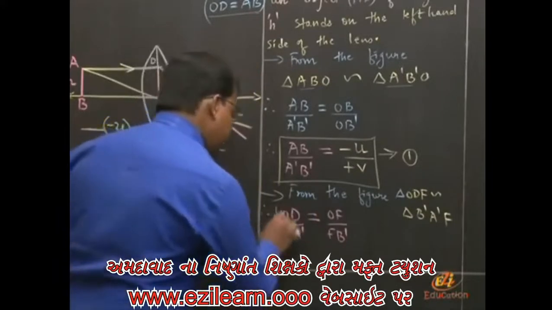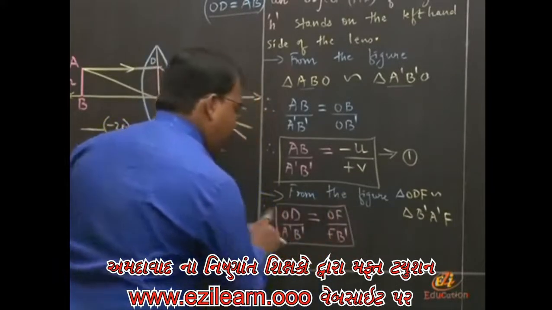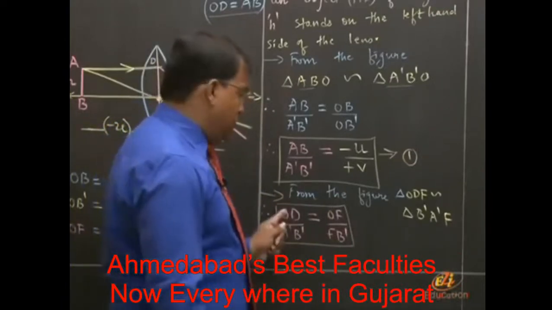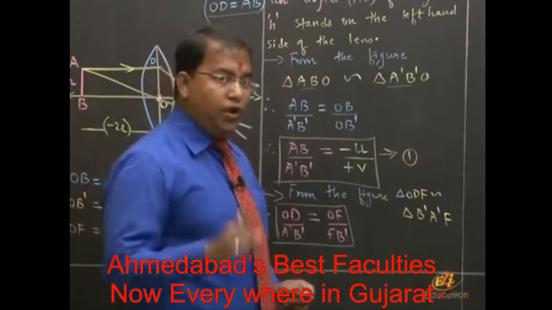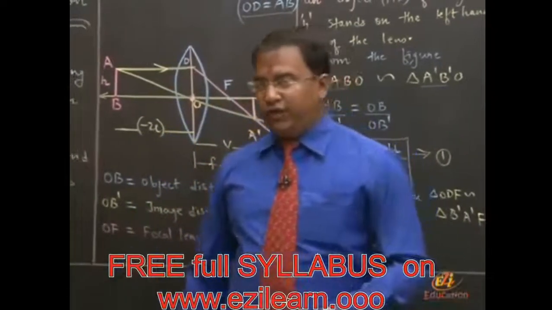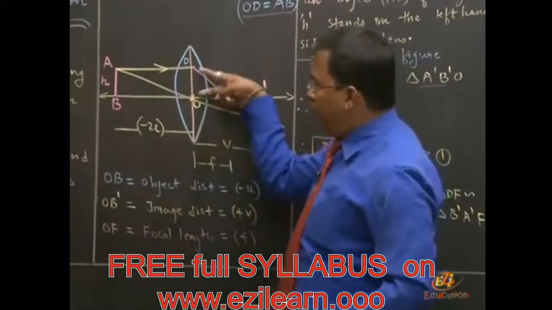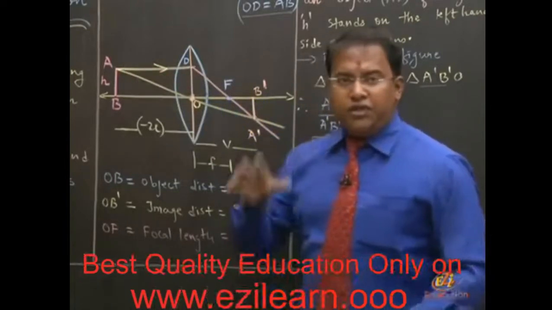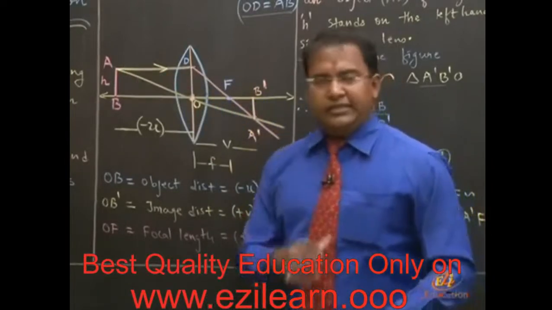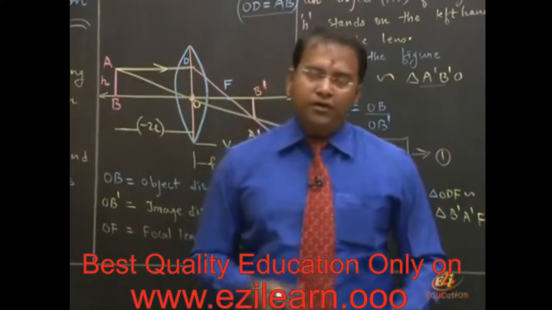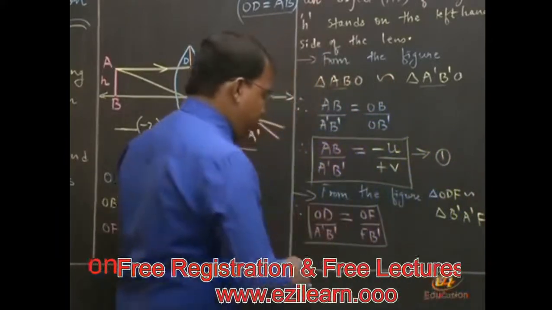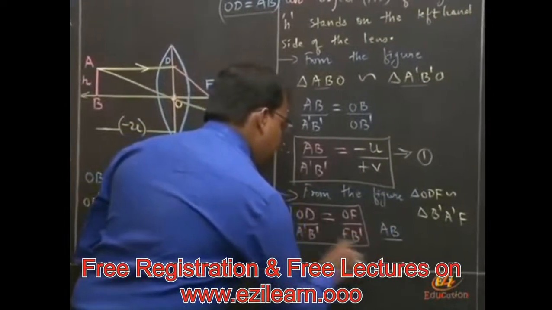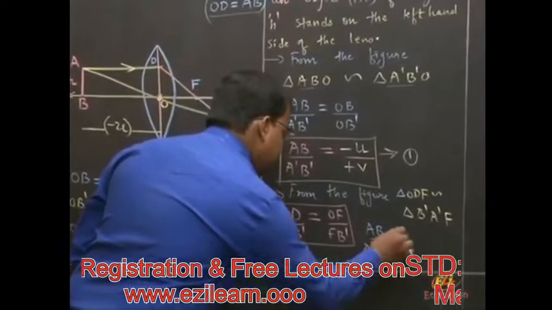You should remember the value of OD. What is the value of OD? At the very first place I have shown you OD is equal to AB. Where? Here it is, come to the figure. You can see the height of OD is equal to the height of AB. So isn't OD equal to AB? Yes, it is. You can write in place of OD the value as AB. So in place of OD, I will write AB upon A'B'.